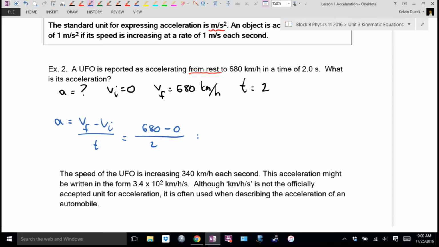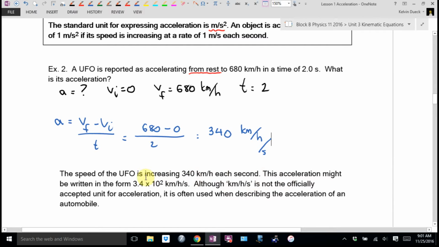What would the units for this be? Well, this would be kilometers per hour per second, because the top is kilometers per hour and the bottom is seconds. This is another way to measure acceleration instead of meters per second squared. I'm not wild about this, so I wrote down here, the speed of the UFO is increasing by 340 kilometers per hour every second. So after 2 seconds, it's going to be going 680 kilometers per hour. After 3 seconds, it's going to be going 1,020 kilometers per hour.